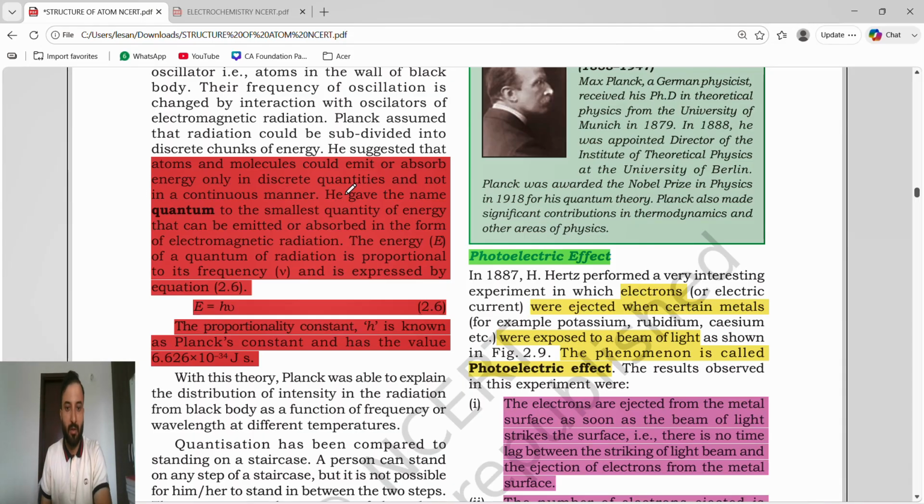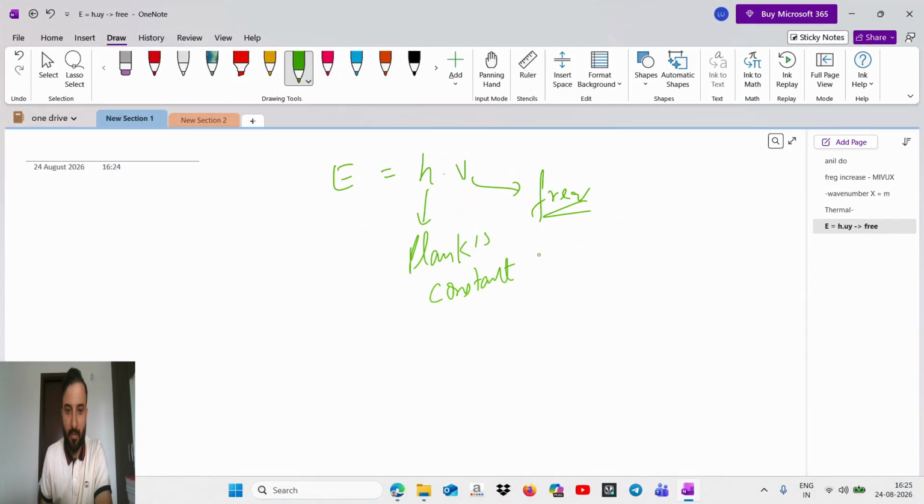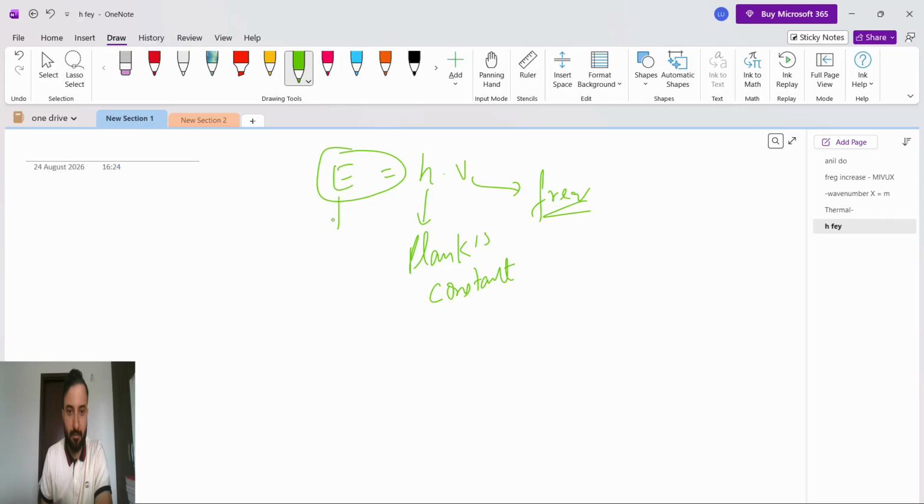So the energy of quantum is given by E equals h into nu. Nu is the frequency. H is the proportionality constant known as Planck's constant, and the h value will remain fixed. This value will never change: 6.626 into 10 to the power of minus 34 joule second. This is the energy of quantum.